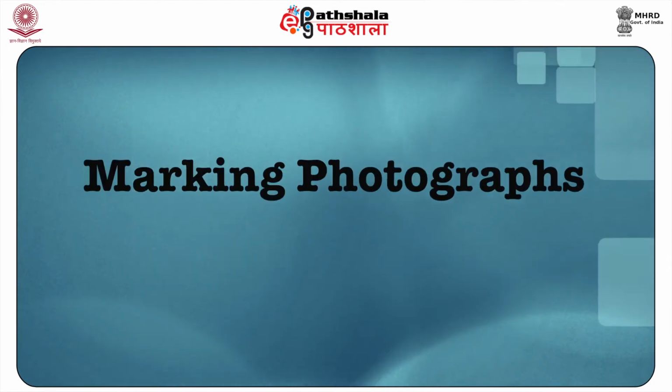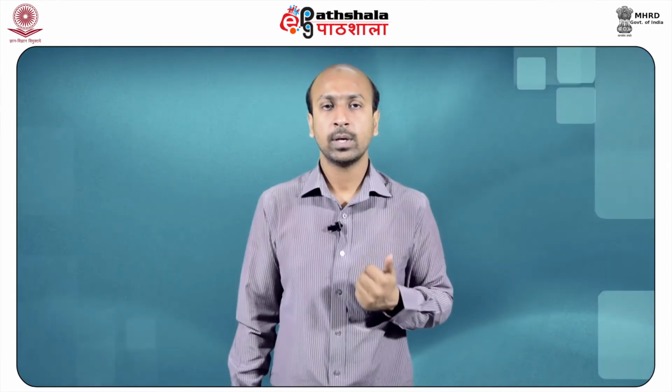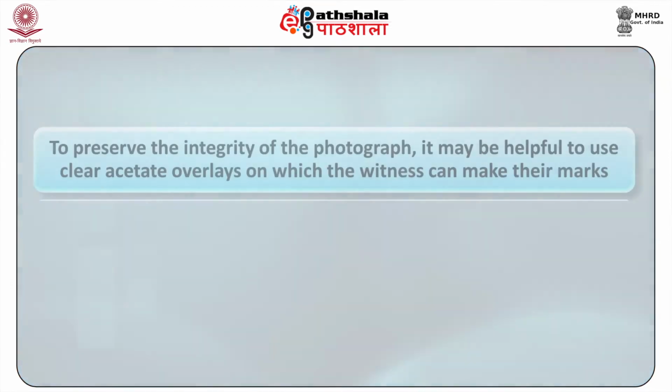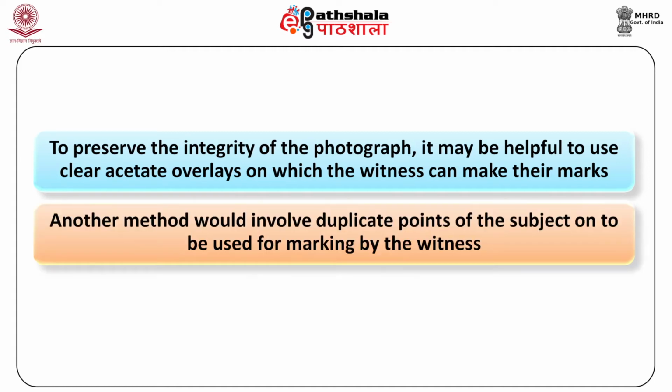Marking photographs. The use of a particular photograph to emphasize a point with more than one witness is often done by marking the photograph. Thus, marks may consist of lines, arrows, numbers, circles, and so forth to draw attention to a particular point in a photograph. To preserve the integrity of the photograph, it may be helpful to use clear acetate overlays on which the witness can make their marks. Another method would involve duplicate prints of the subject to be used for marking by the witness.